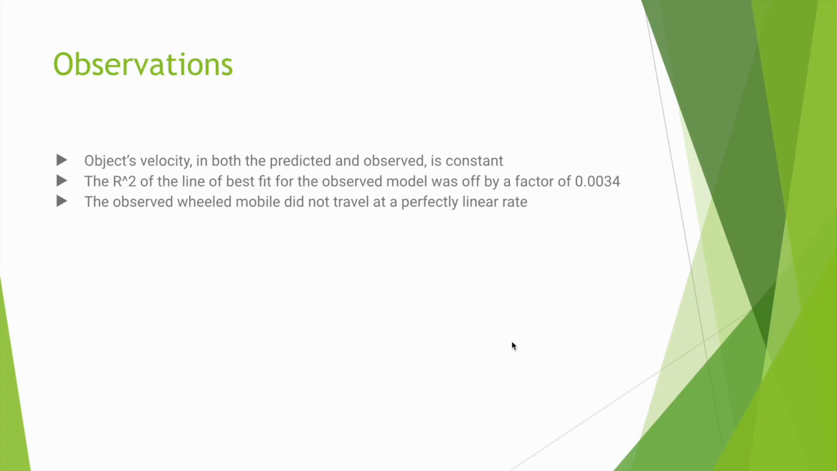The velocity seems to be constant in both the predicted and observed, which relates to the initial assumption that because there's no net force, the velocity will not change because acceleration is zero. The r squared of the line of best fit was off by a factor of 0.0034, and the observed wheeled mobile did not travel at a perfectly linear rate. There were some disturbances which need to be accounted for.